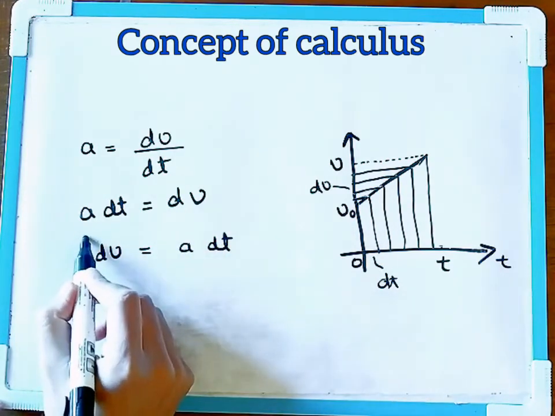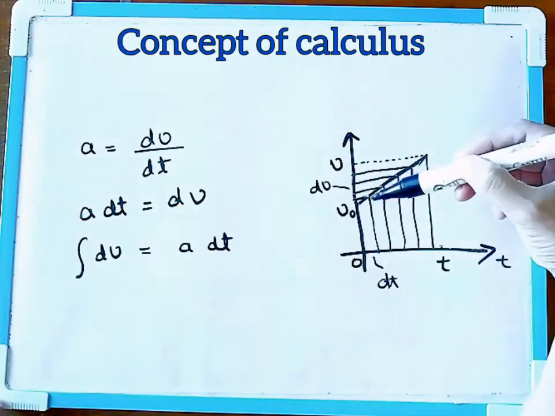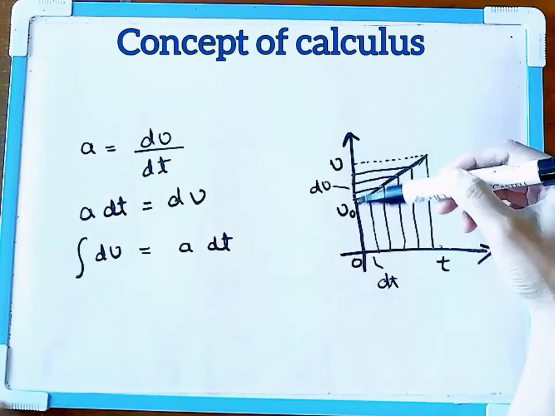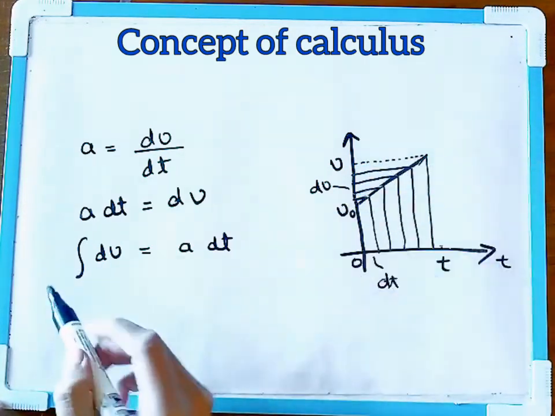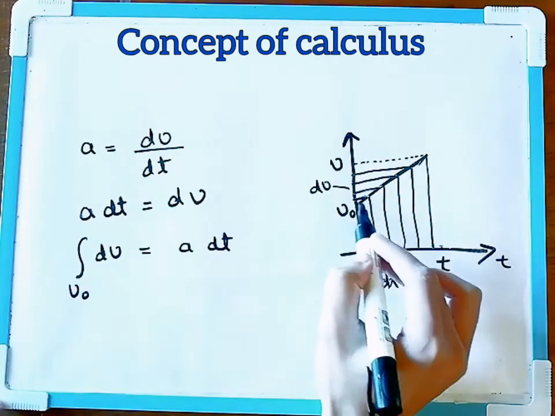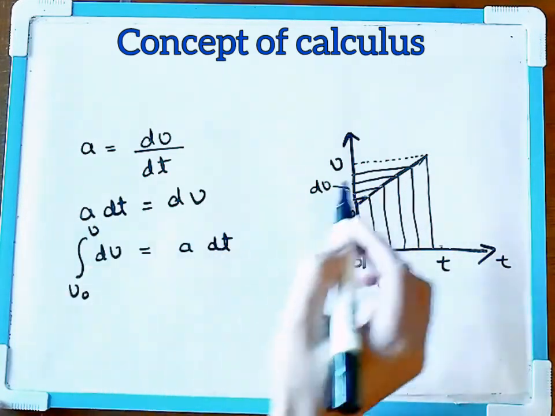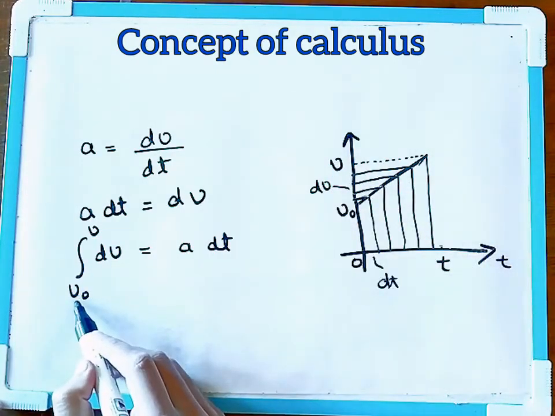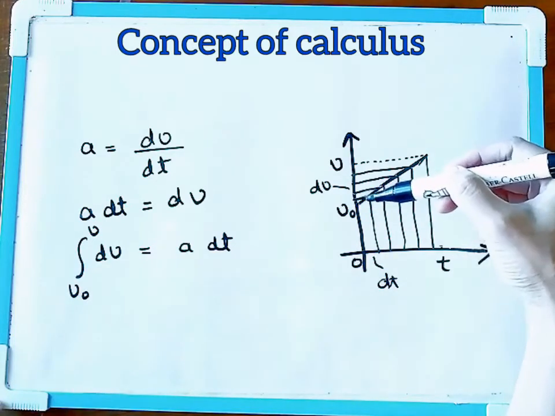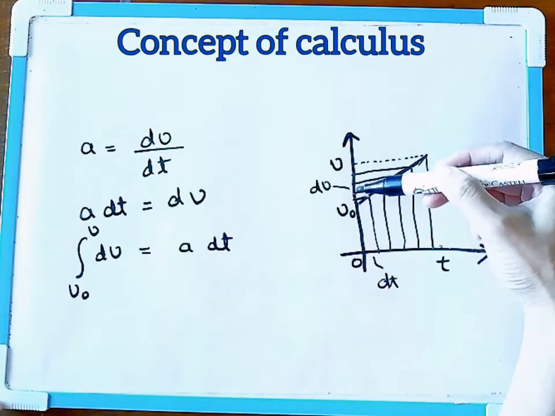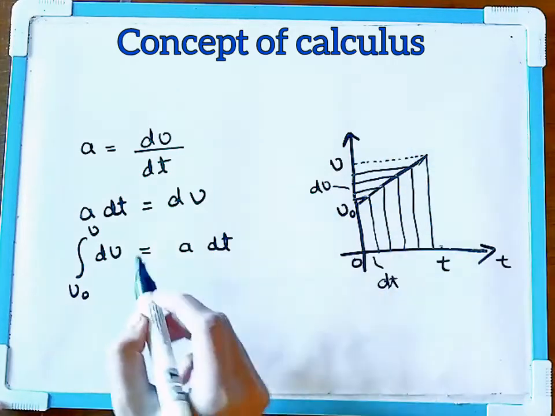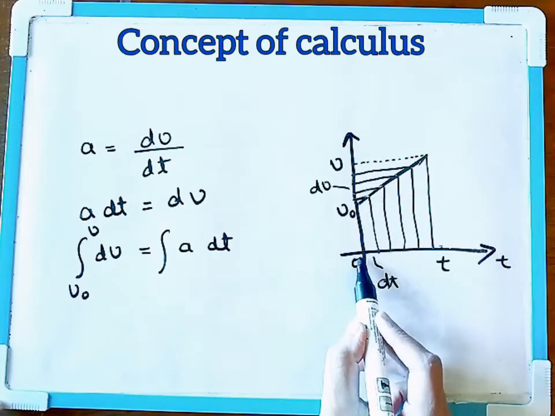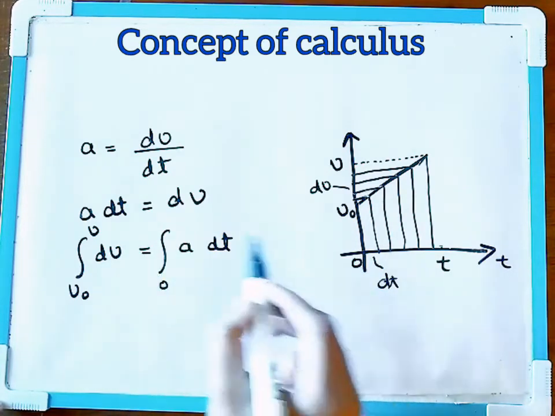If I integrate this, I'll get this. So this is how much? From here to here it's v, from here to here it's v0, so this is v minus v0. I'll integrate from v0, starting from here, to v. If I start from 0, I'll get v, but if I start from v0, then v. So I'll sum only this part from here to here. For this one also, I integrate from 0 to t.